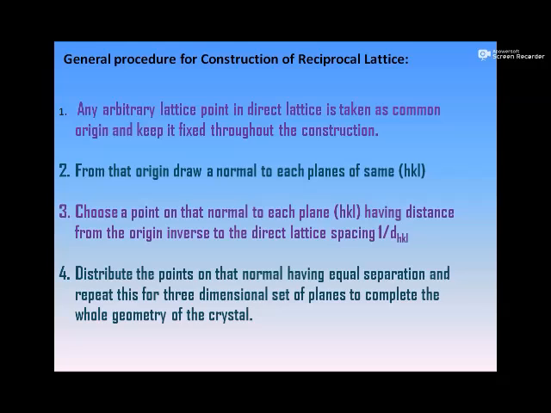And what you are going to do is distribute that particular point. Once you choose the spacing between 2 points by distance 1 by d_h scale, now distribute the set of points on that particular normal having equal separation, and repeat this for a 3-dimensional set of planes. You will get the whole crystal structure in reciprocal space, and that will definitely tell about the reciprocal lattice.